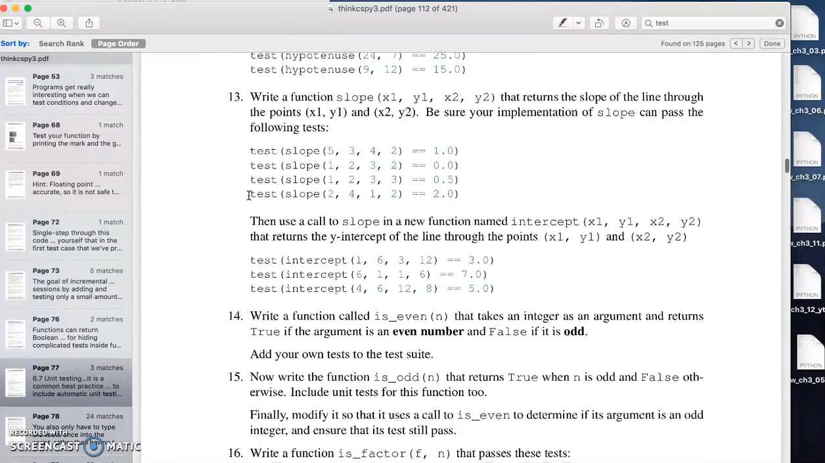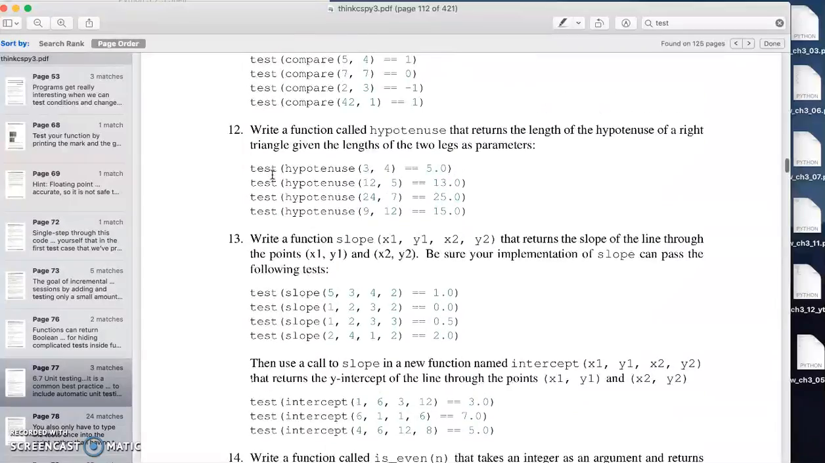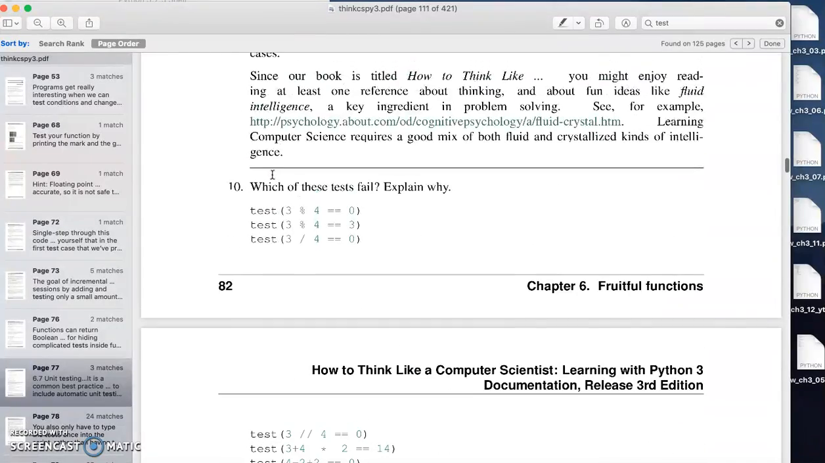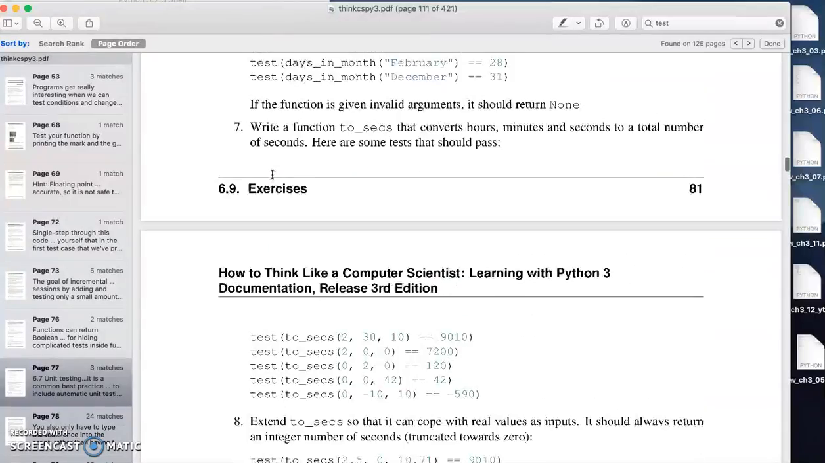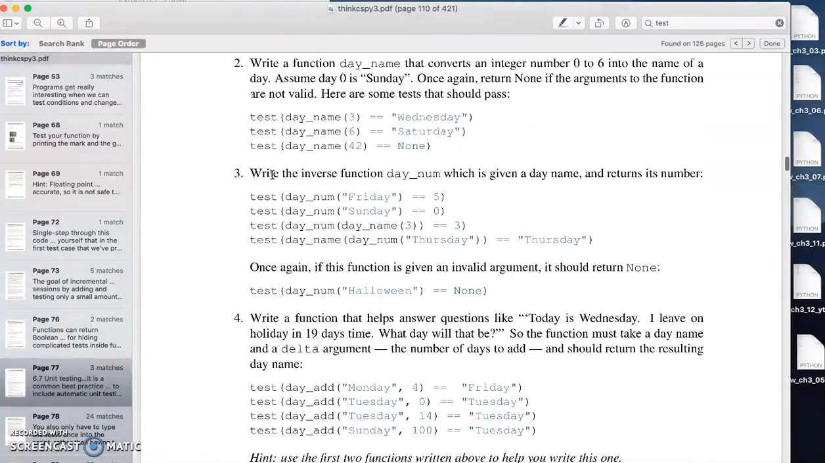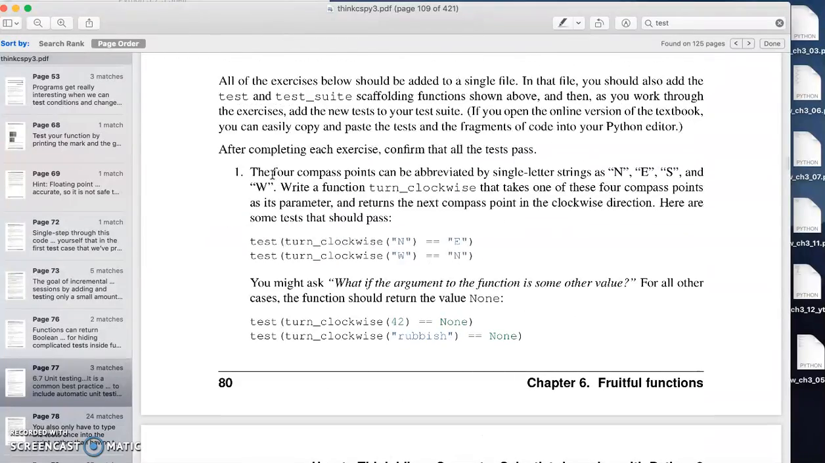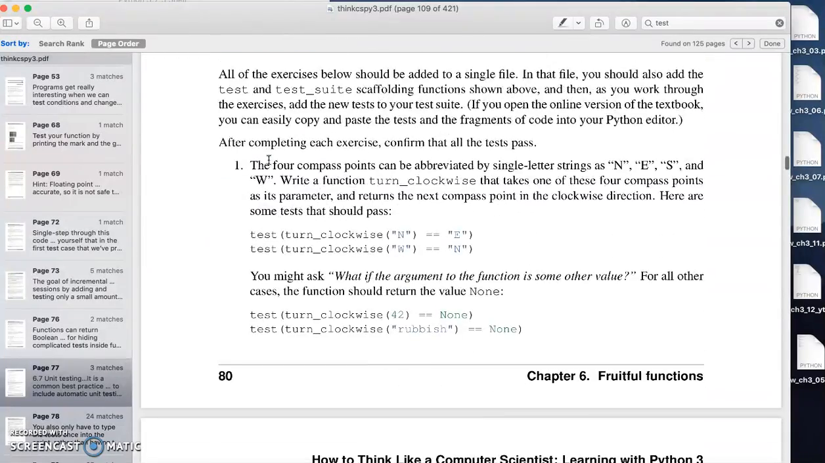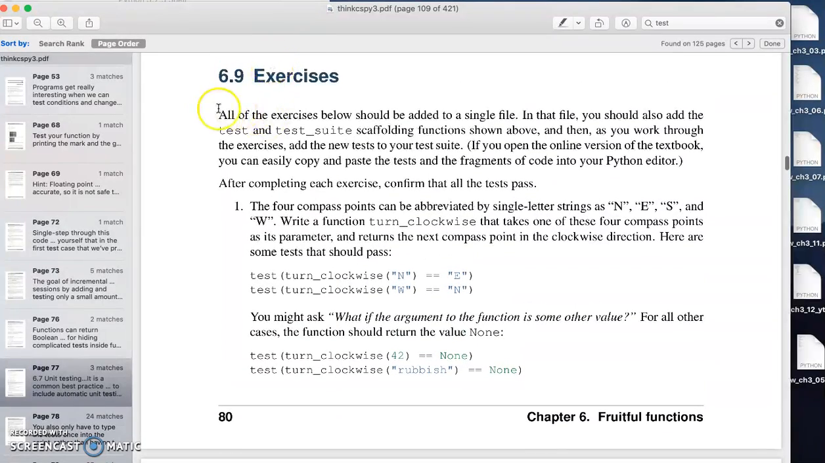So one of the things in chapter 6, a lot of their exercises, they want you to run this test suite just to kind of learn about unit testing. If you go to the top of the exercises for chapter 6, you'll see it says all of the exercises below should be added to a single file. In that file, you should also add the test and test suite scaffolding functions shown above, and then as you work through the exercises, add the new test to your test suite.